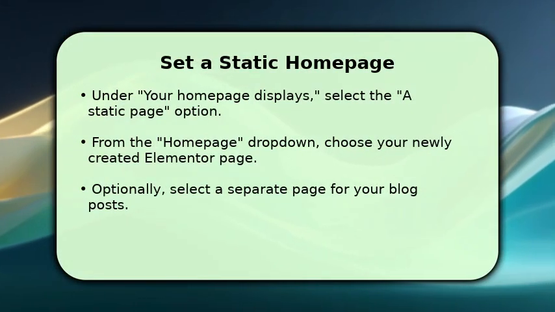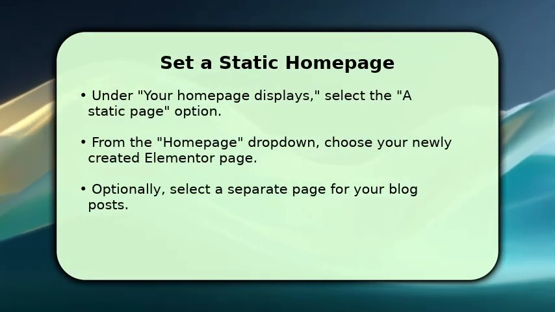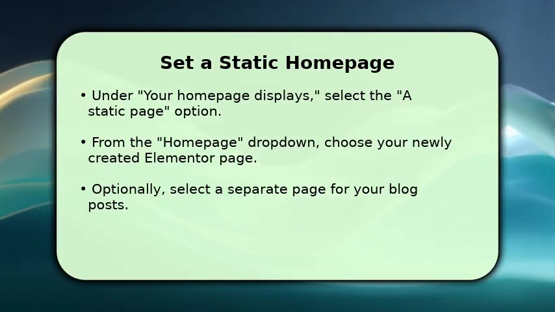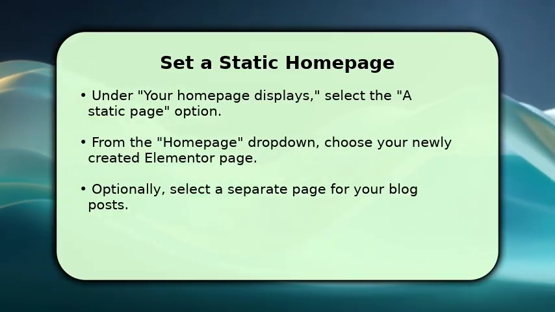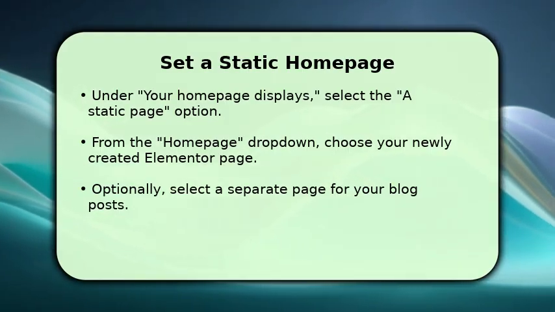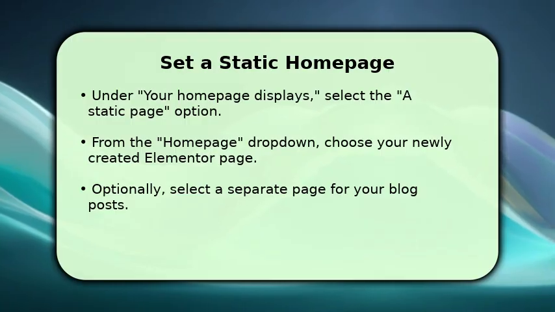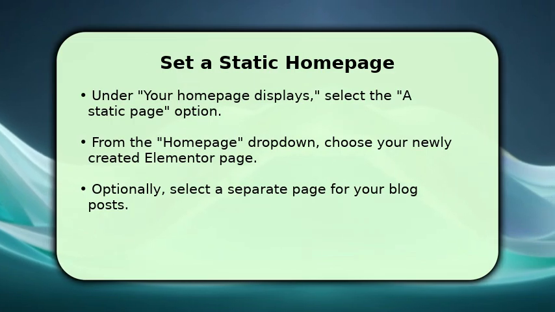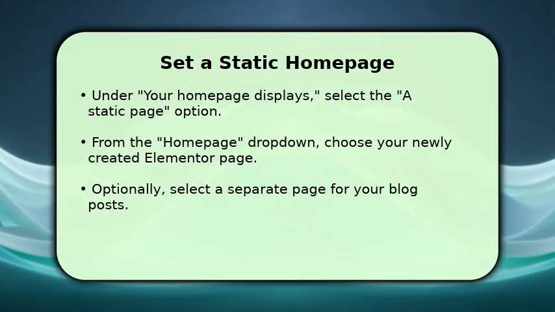Now, within the Reading settings, you'll see an option titled Your Homepage Displays. By default, it might show your latest posts. Change this to a static page. Then, from the Homepage drop-down menu, carefully select the Elementor page you just designed and published. If you plan to have a blog, you can also assign a posts page here. Remember to save your changes.